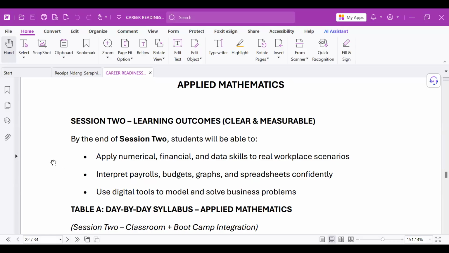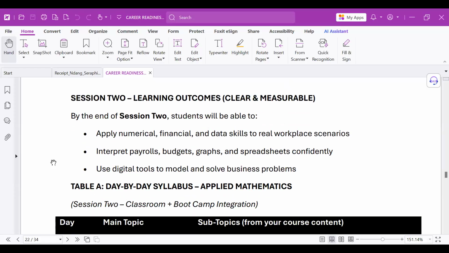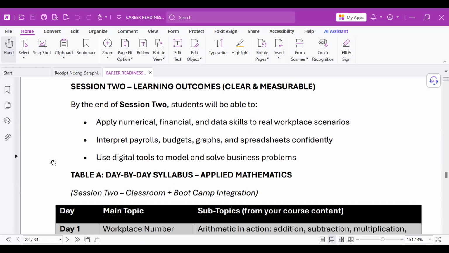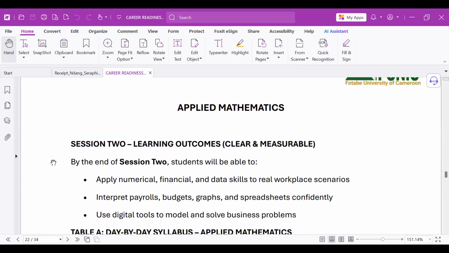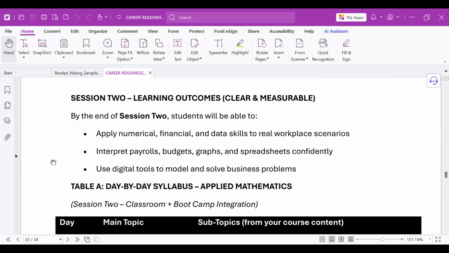And so this is the course outline, just so that you see the main topics we are going to be covering in the days ahead. So first, by the end of the course, this is what you are supposed to be able to do. You should be able to apply numerical, financial, and data skills to real workplace scenarios. You should be able to interpret payroll. So payroll is big grammar that we use to refer to when they are paying people salary. So payment of salaries and wages is generally referred to as payroll.